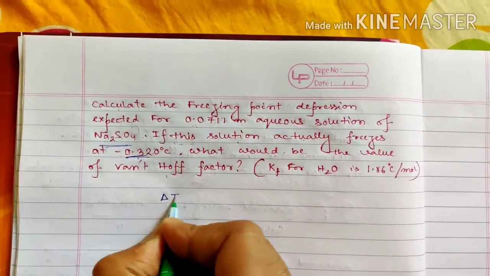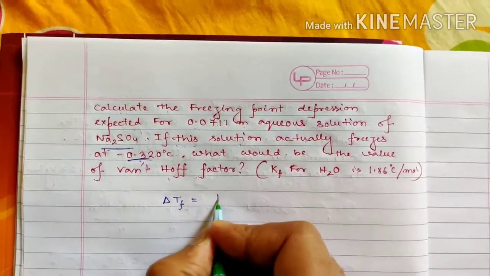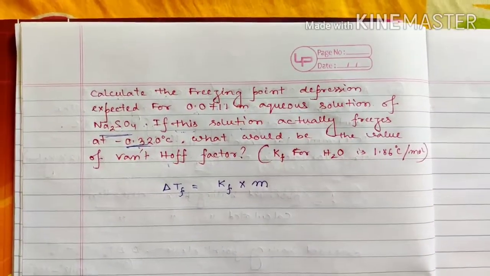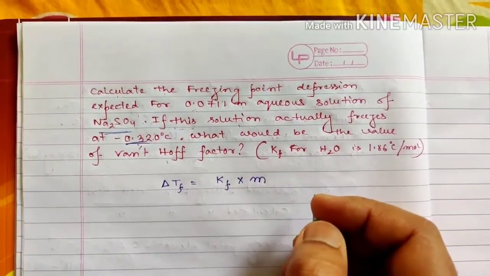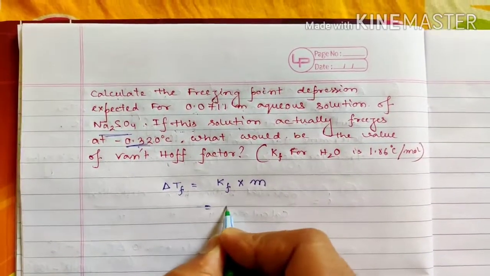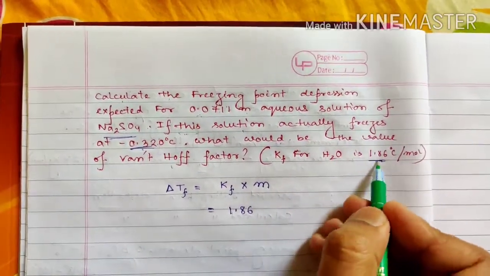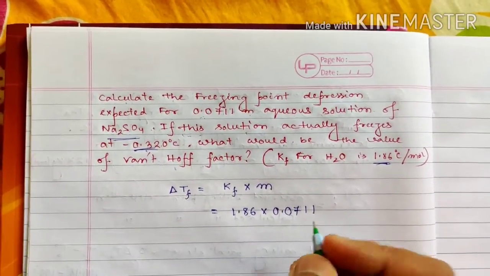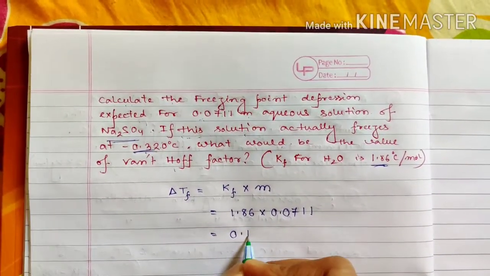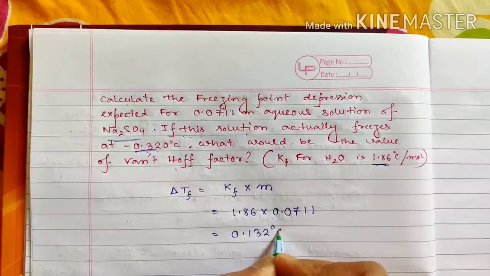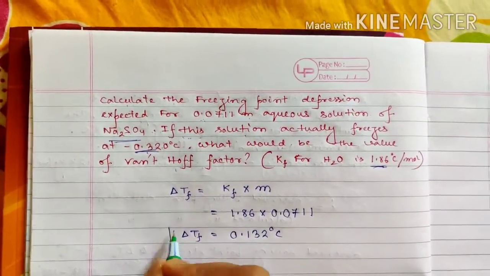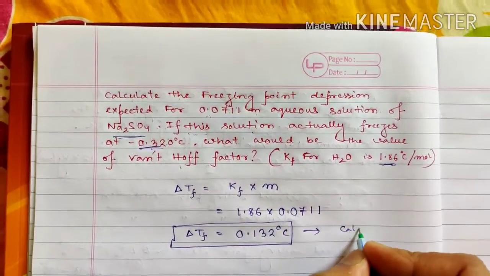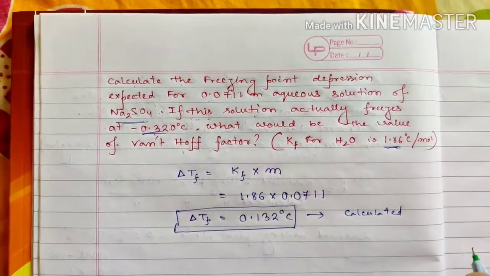So delta TF is equal to KF into m. The KF value is given as 1.86, already you can see here, into 0.0711. It comes out to be 0.132 degrees Celsius delta TF. Now this one is the calculated one.